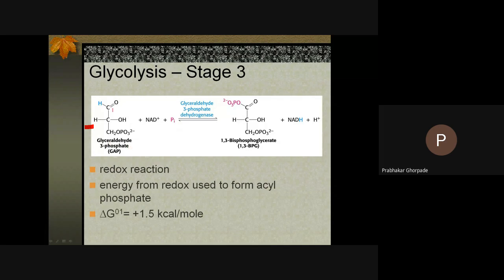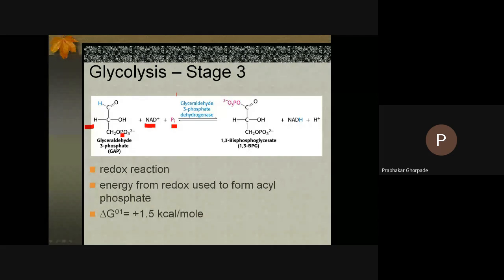Now this is a glyceraldehyde, so an aldehyde group is there, C double bond O H. At the 3rd carbon position a phosphate group is attached, which is why we call it glyceraldehyde 3-phosphate. And here we have nicotinamide adenine dinucleotide, the NAD plus molecule, and inorganic phosphate. So what is happening here? The enzyme involved is glyceraldehyde 3-phosphate dehydrogenase.